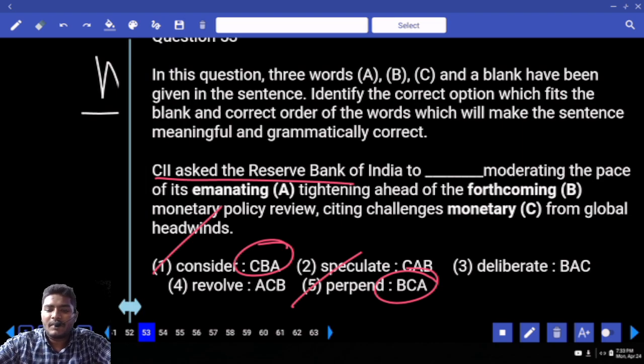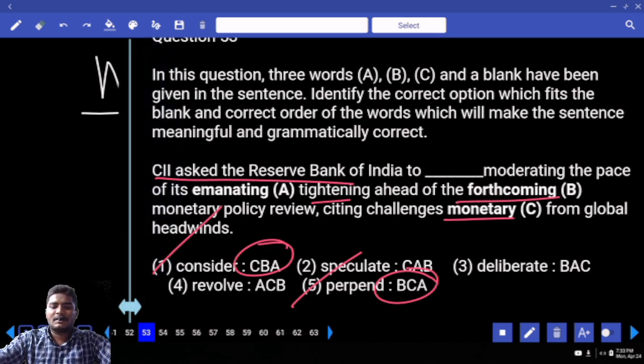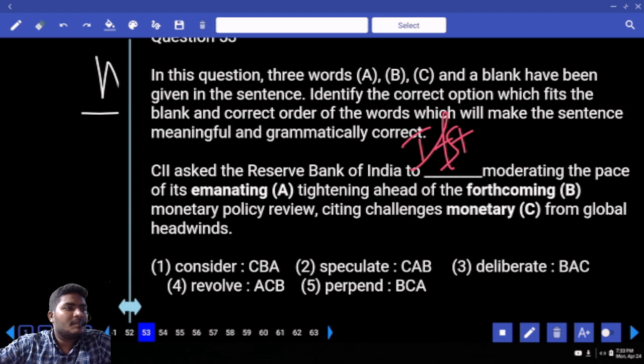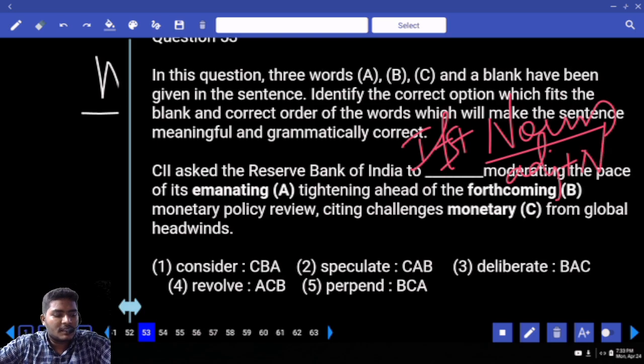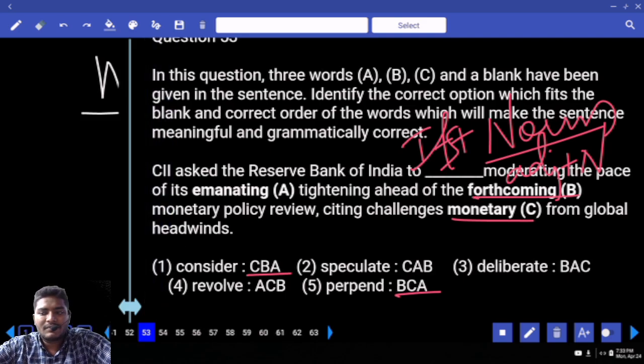CII asked the Reserve Bank of India to consider moderating the pace of its monetary tightening or forthcoming tightening. Which is the correct answer? ITS is immediately followed by nouns, other noun phrases, or adjective plus nouns. Now tell me what is the answer? Is it CBA or is it BCA? C is monetary, and B is forthcoming.